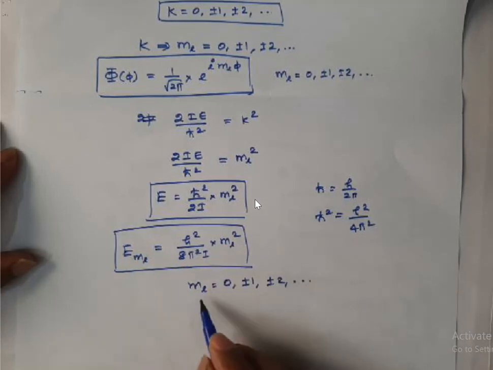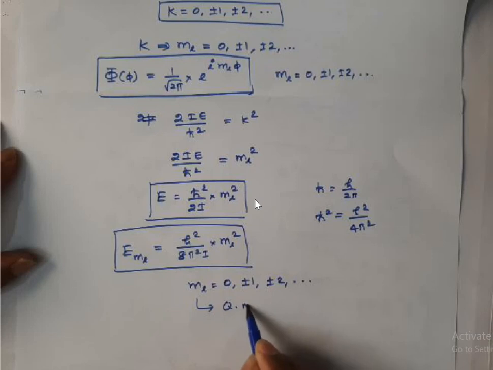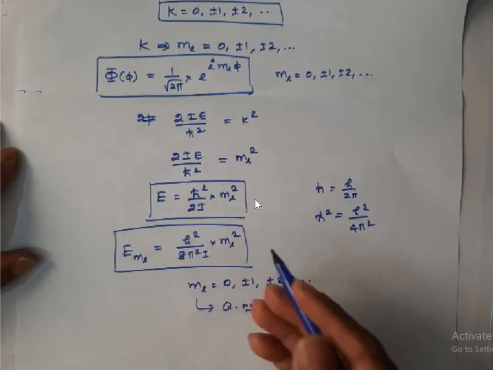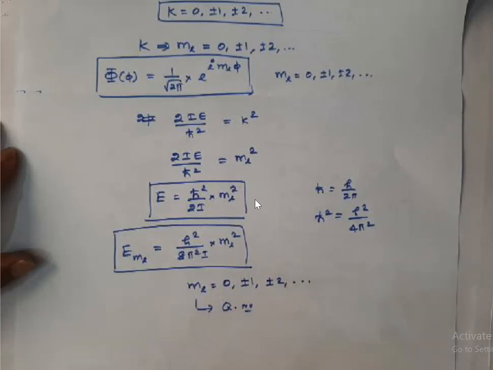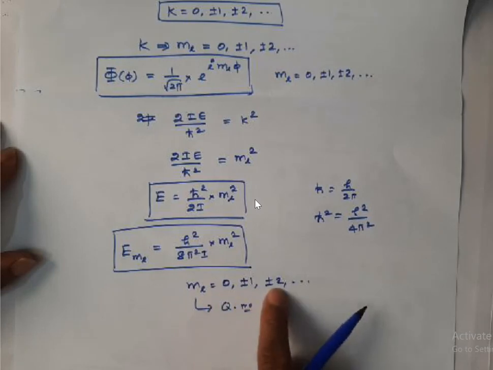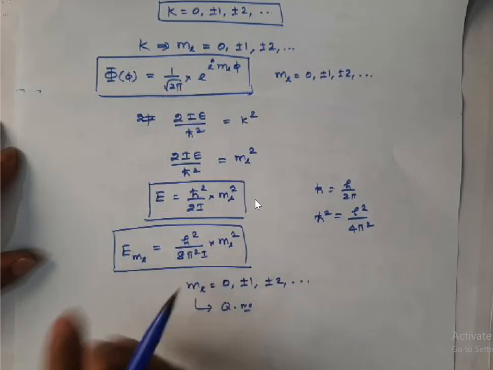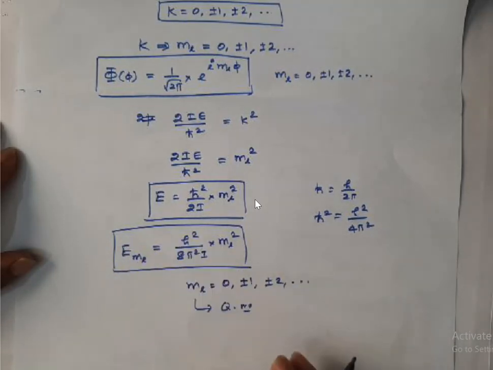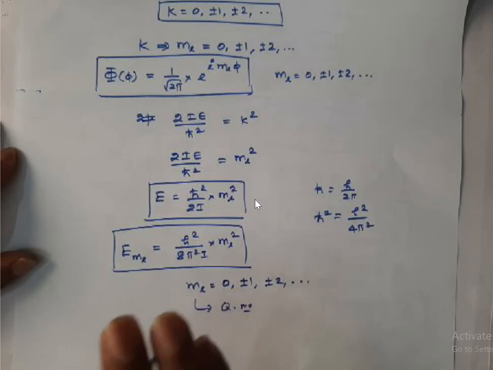So here ml is a quantum number. In the hydrogen atom problem, we are going to call this the magnetic quantum number. Right now it is just a quantum number. Depending upon the value of ml, the particle takes certain allowed values of energy. So keep this point in mind.